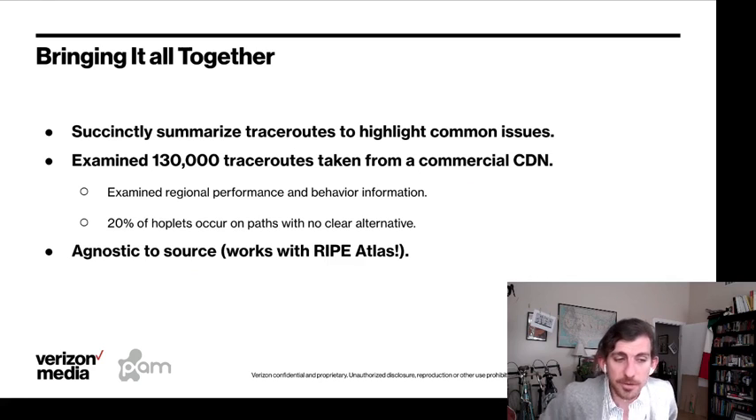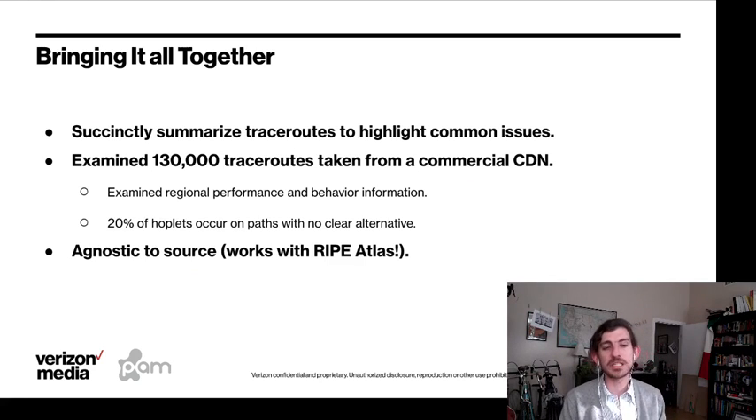So bringing it all together, Hoplets offer a mechanism for succinctly summarizing traceroutes to highlight common issues. Using the CDN, we were able to examine 130,000 traceroutes, where we were able to look at some of the regional performance breakdowns and some of the behaviors that we observe in each of these regions. We also noted that about 20% of Hoplets occur on paths with no clear alternative. That is to say, there's not any clever routing we could do to work around these hops.